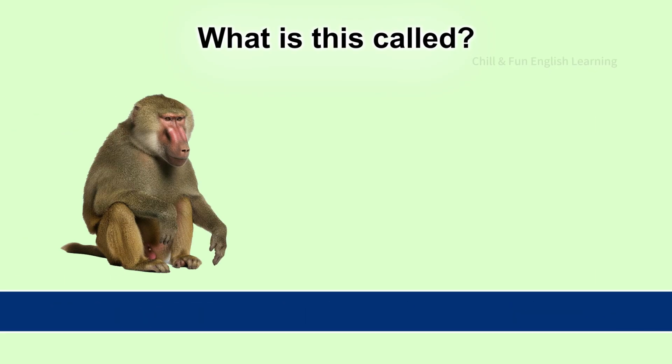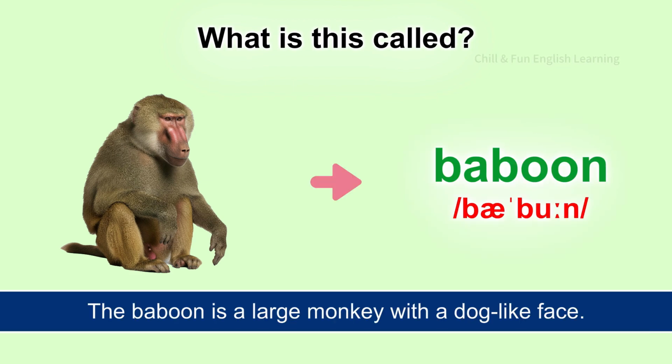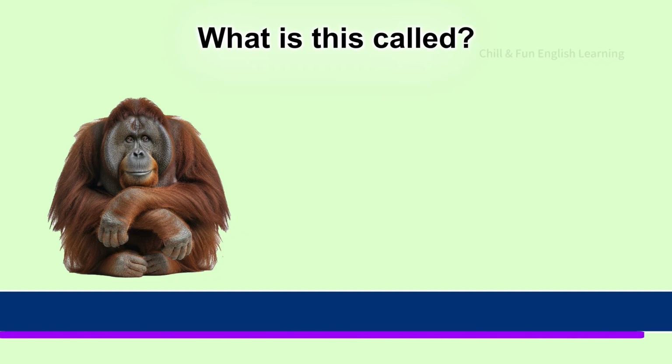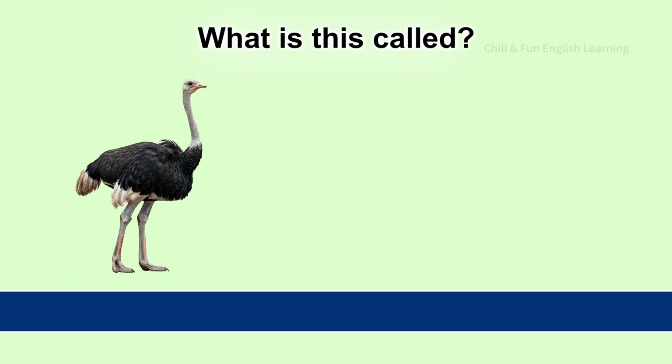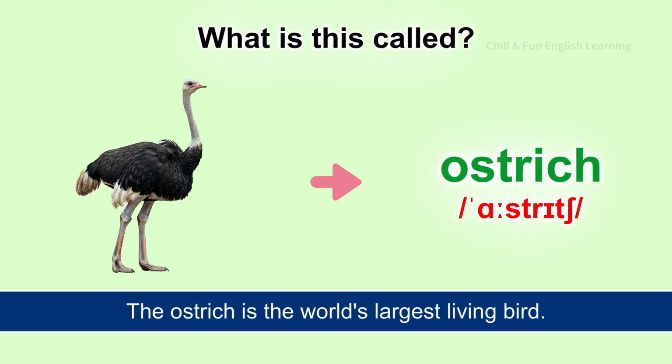What is this called in English? Baboon. For example, the baboon is a large monkey with a dog-like face. What is this called in English? Orangutan. For example, orangutans are known for their reddish-brown hair. What is this called in English? Ostrich. For example, the ostrich is the world's largest living bird.